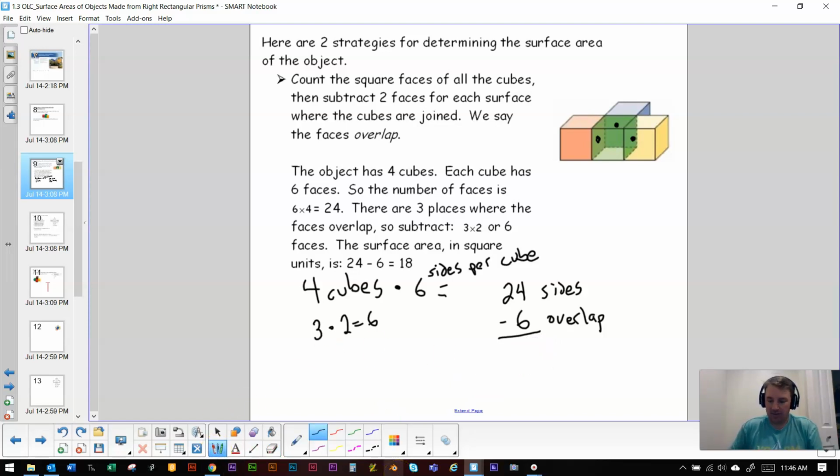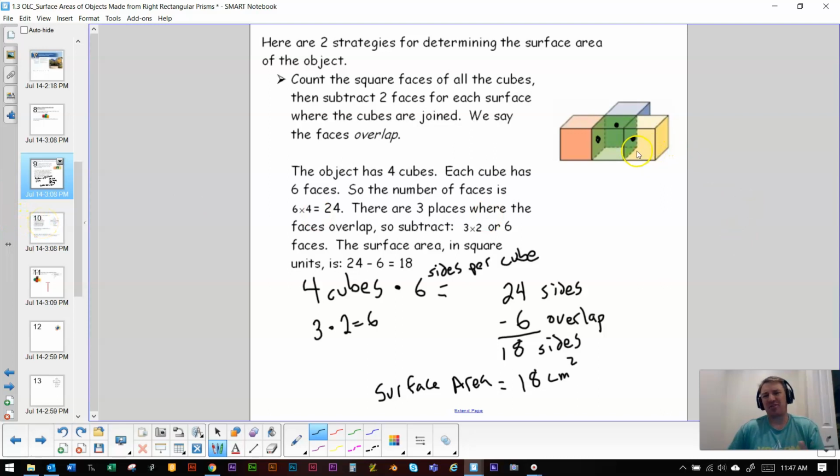So that leaves us with 18 sides we need to paint. And in this case, each cube face is 1 centimeter squared. So if we were using a measurement, it would be 18 centimeters squared. And that is the surface area. That's the whole unit right now. We're dealing with surface area, or what we have to paint. So that's one way, and some people find that way easiest to do.